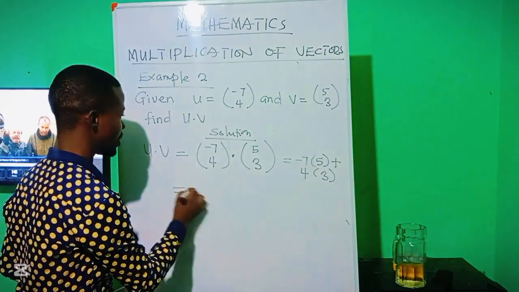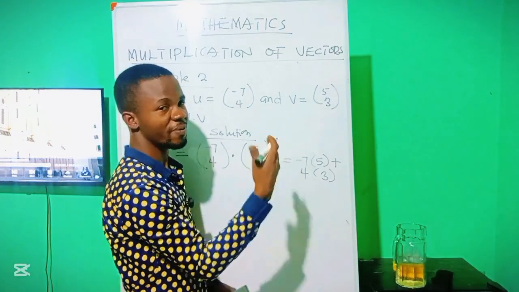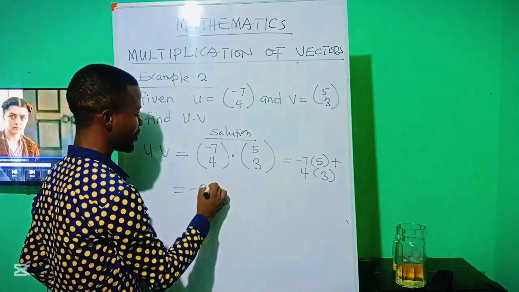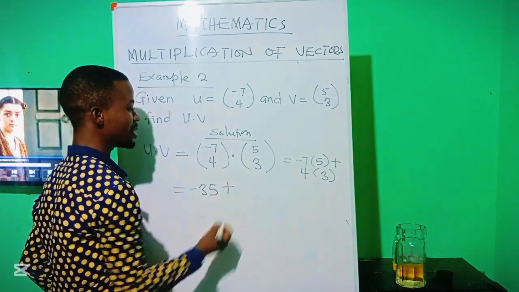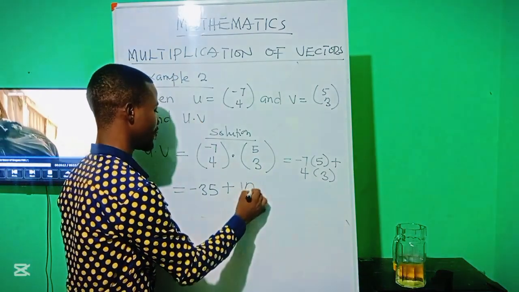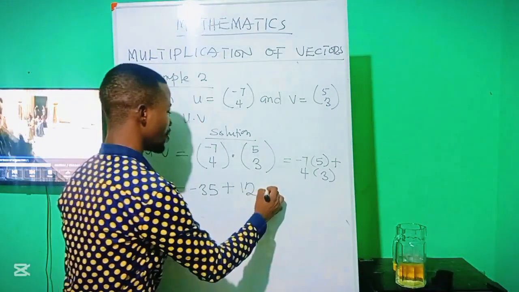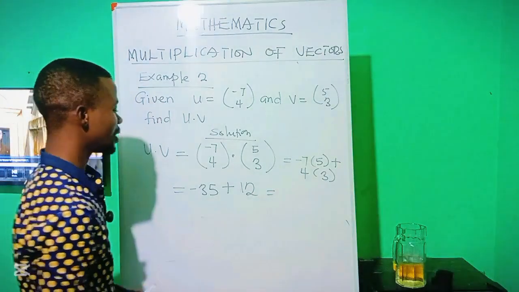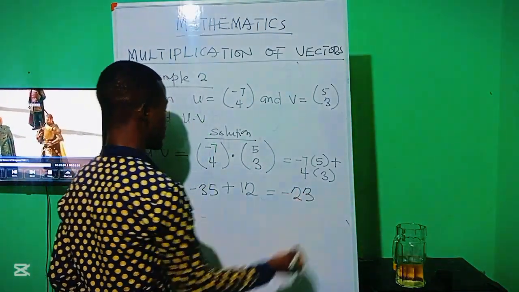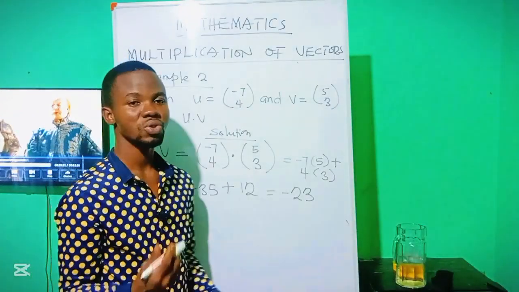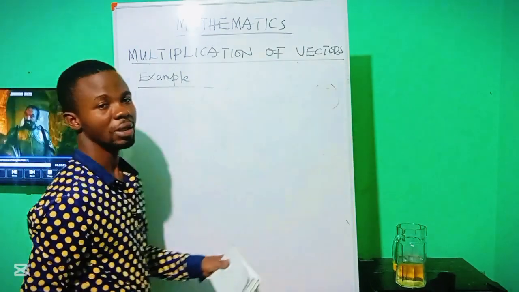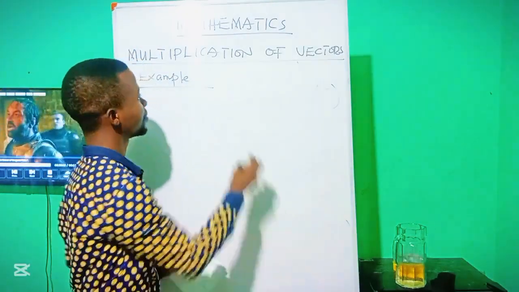So what are we getting? -7 by 5 will give you what? -35. Plus 4 by 3 will give you what? 12. If you add this, you would be getting -23. So this is how you do it. Now let's look at example 3.